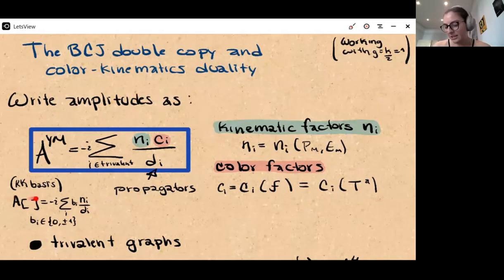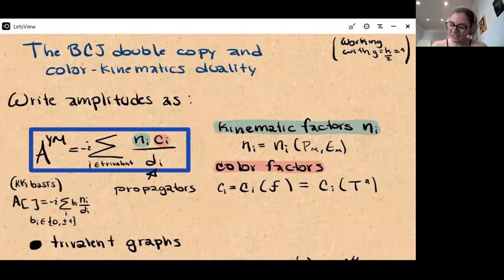For example, in the KK (Kleiss-Kuijf) basis that I had before, this partial amplitude will just be a sum over some of these n's over these p_i's that are the propagators, with coefficients. Some of them are 0, some plus or minus 1. And again, if this is too abstract, at the end I'll show an example. And these propagators are just the propagators of your amplitude. So it will be the Mandelstam variable, just like an s or t.